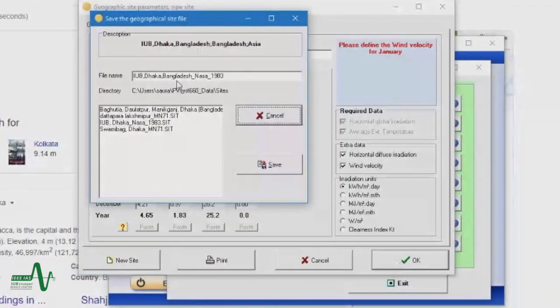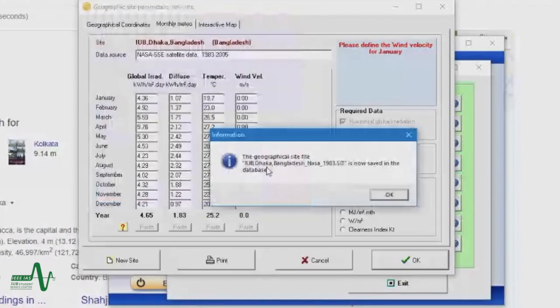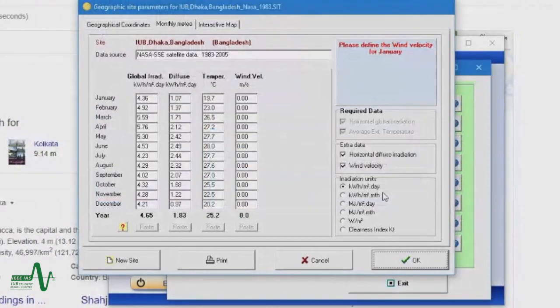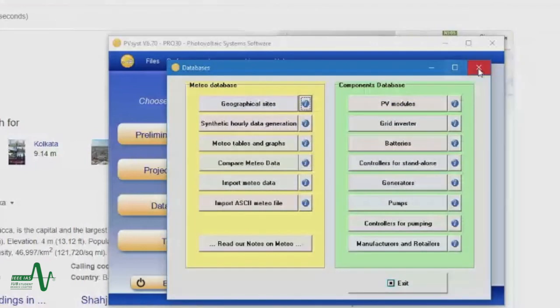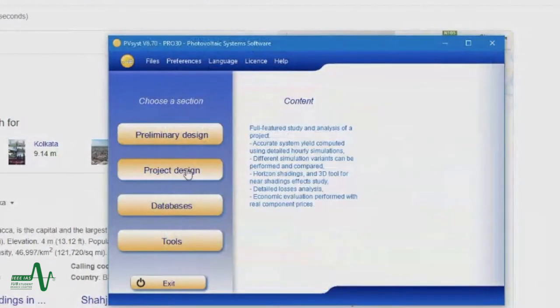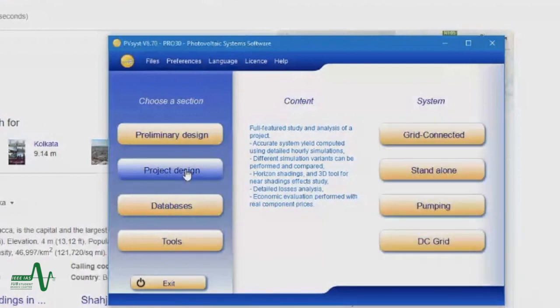Okay, so what we have to do, we have to press okay. It's asking, just save it. Yeah, it's showing that IUB Dhaka Bangladesh, the NASA data is already included. Okay, so close. Fine.